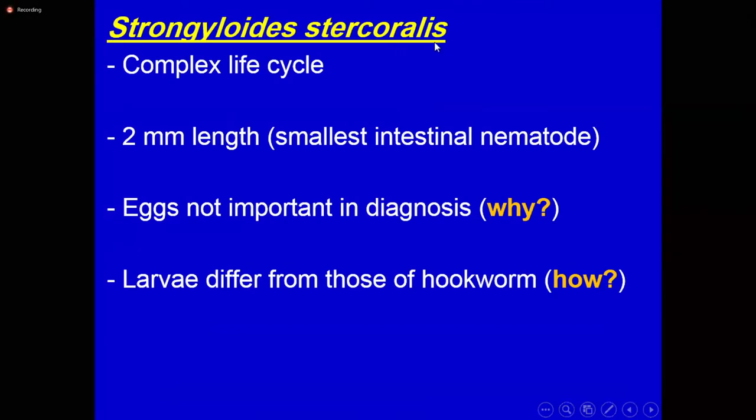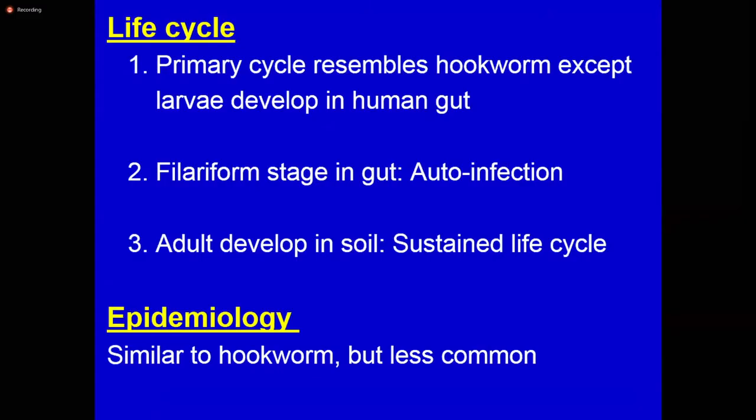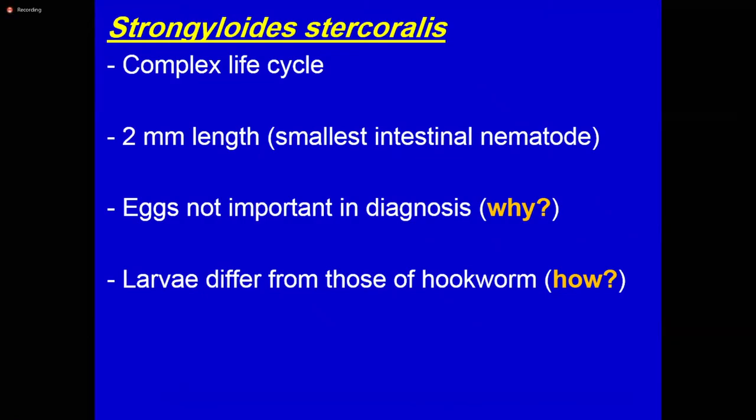Now, Strongyloides stercoralis has a complex life cycle. So we are not going to go into the details of the cycle. You can read it, you can see it, the cycle is here, okay? This worm is only 2 millimeters in length. It is the smallest intestinal nematode. So if I ask you, what is the smallest intestinal nematode? You will say Strongyloides stercoralis.